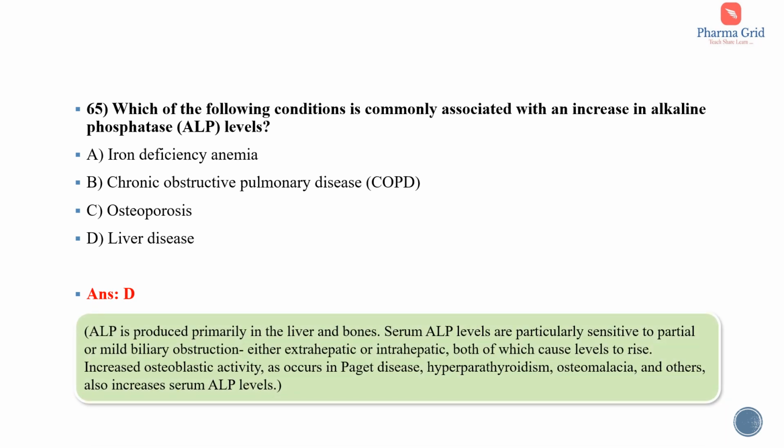This ALP is produced primarily in the liver and bones. Serum alkaline phosphatase levels are particularly sensitive to partial or mild biliary obstruction, either extrahepatic or intrahepatic, both of which cause levels to rise. Increased osteoblastic activity as occurs in Paget disease, hyperparathyroidism, osteomalacia and others also increases serum alkaline phosphatase levels. So with this question, we have completed today's recalls.